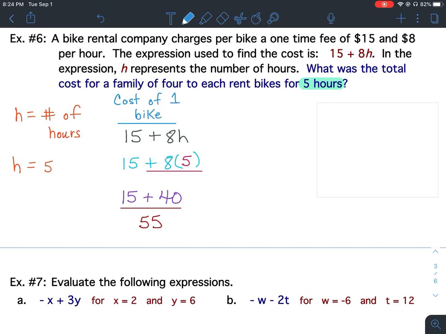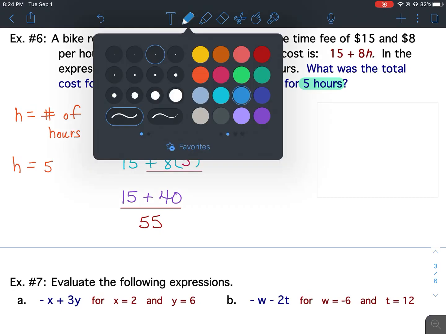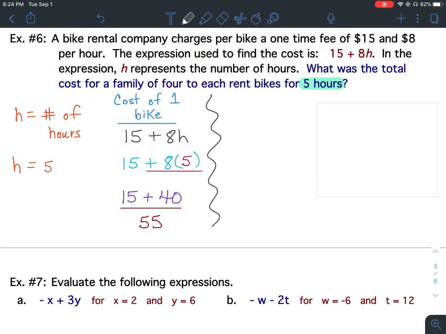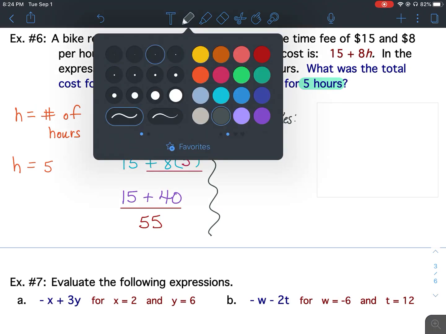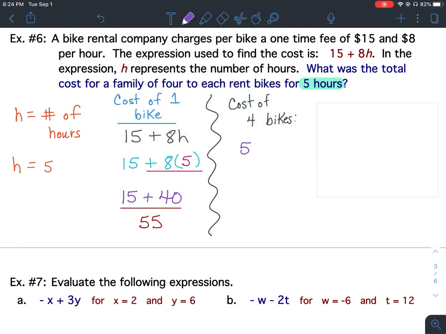So what we did here is we found the cost of one bike, but I want to know what it is for 4 people, so that means that we need 4 bikes. Okay, so if we're renting 4 bikes, then I'm going to have to take that and multiply. So how about we put cost of 4 bikes here. So one bike will cost you $55, but for 4 people, we need to multiply it by 4. So 55 times 4 is 220.